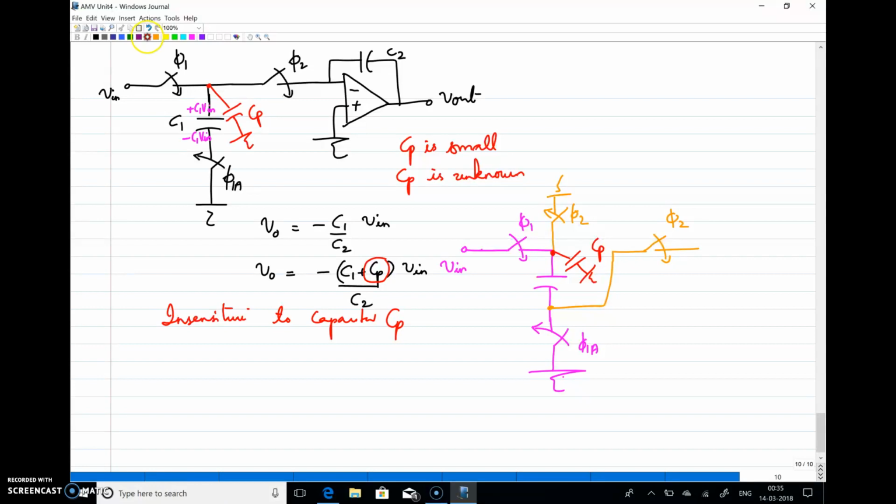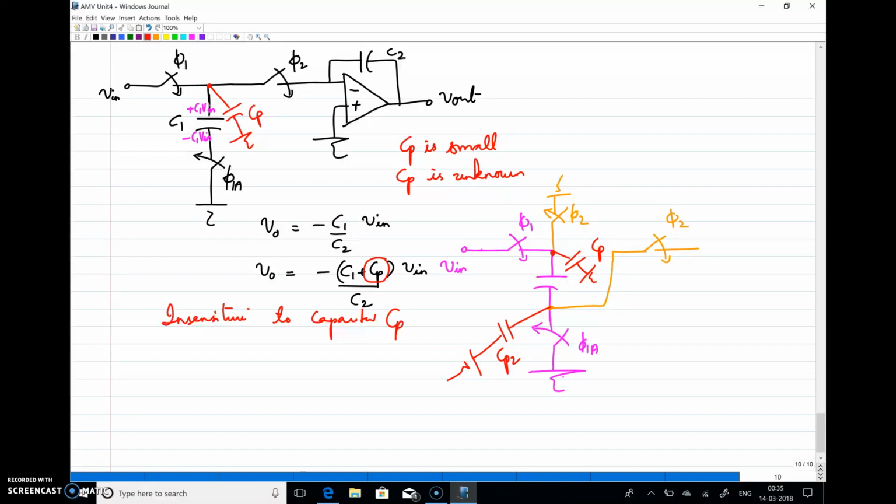Now the next question is, if this node has a capacitance, definitely this node also will be associated with some capacitance. Say I call it CP2 and this is CP. Now will this create any problem? In the previous case we said that CP will definitely affect the output voltage, but what about CP2?